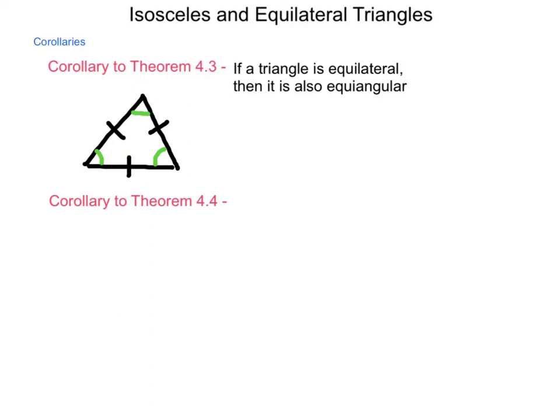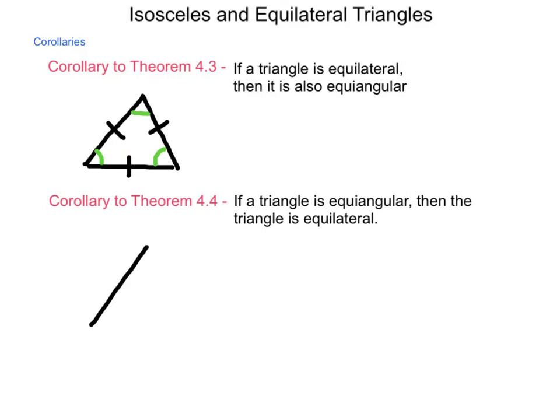The corollary to Theorem 4.4 follows similarly. It states that if a triangle is equiangular, then the triangle is equilateral. So again, I come up with a triangle, and this time I know that my angles are all congruent. Well, if these two angles are congruent, then Theorem 4.4 tells me that the sides opposite are congruent. But if I were to change my orientation again and say that this angle and this angle are my base angles, then the sides opposite them would be congruent, and now I've established that all three sides are.